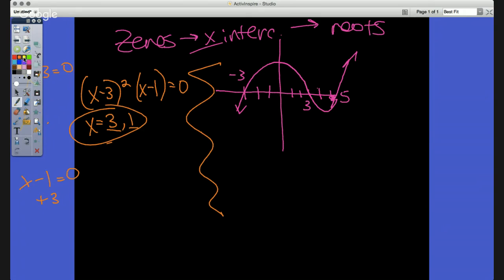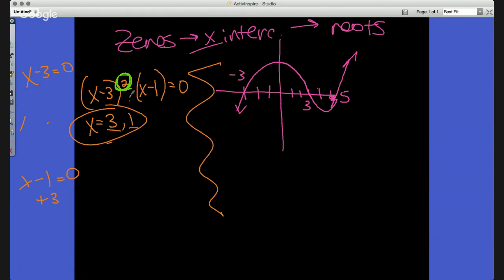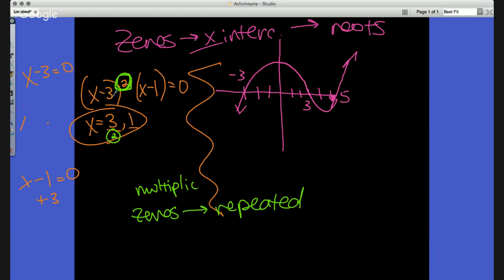But there's a little kicker here, something a little different, because that expression right there is actually a multiplicity. What does multiplicity mean? Multiplicity means how many times the zeros are repeated. In this case, since this is to the second power, this zero of 3 has a multiplicity of 2, meaning there are 2 of them. Whereas with this one, since it's only to the power of an understood 1, it has a multiplicity of 1. So what happens when you have a multiplicity of 2 versus a multiplicity of 1?